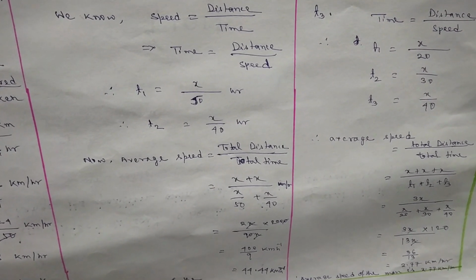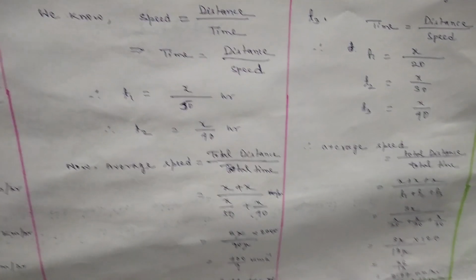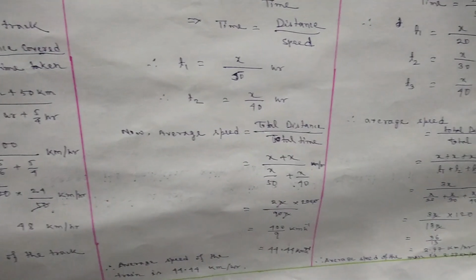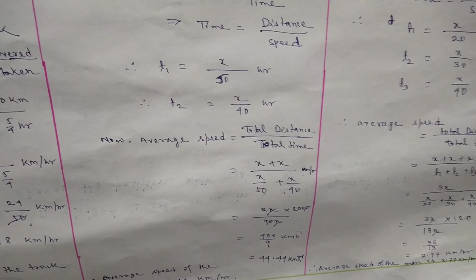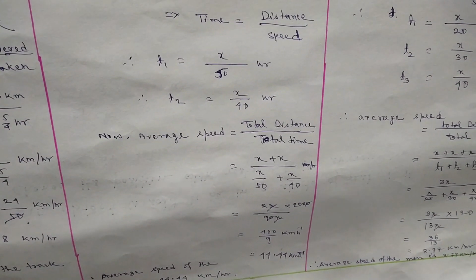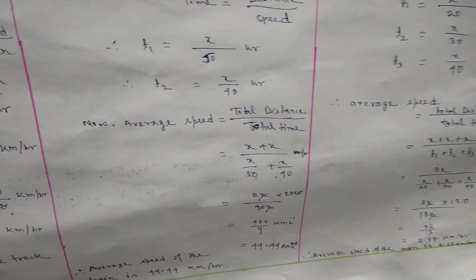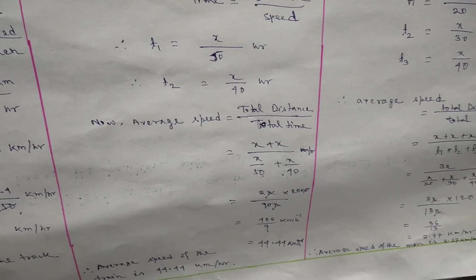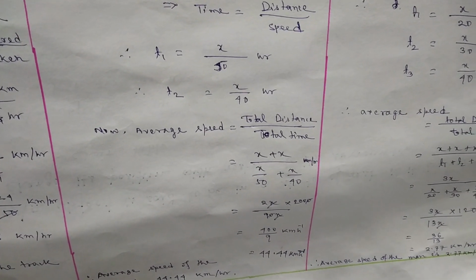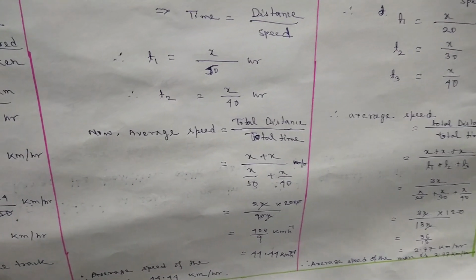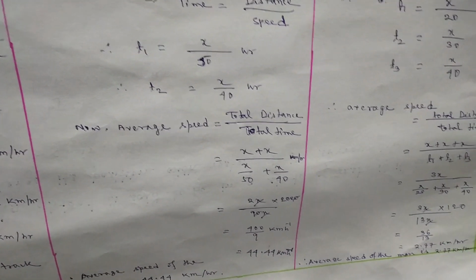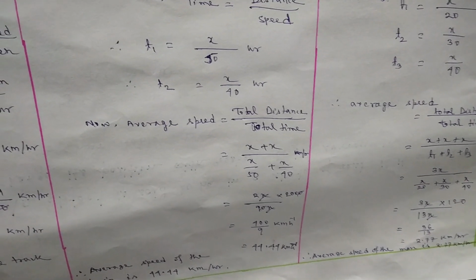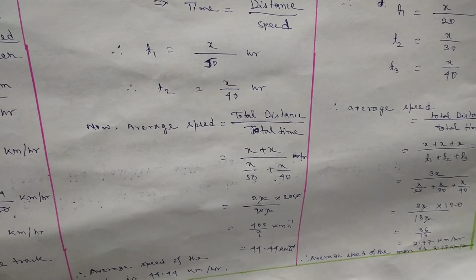So total distance is x plus x, because the distance from town A to town B is x kilometer. So when it goes it covers x kilometer, and when it returns it covers x kilometer. So it total covers 2x kilometer. And when it goes in t1 hour, and when it returns in t2 hour. So total time taken is t1 plus t2, that is x by 50 plus x by 40.